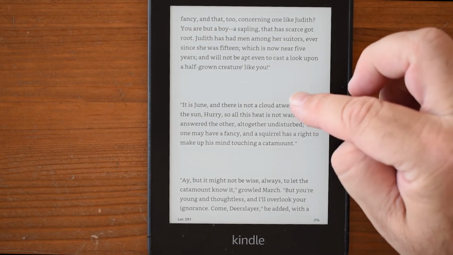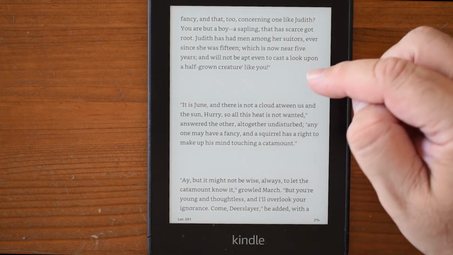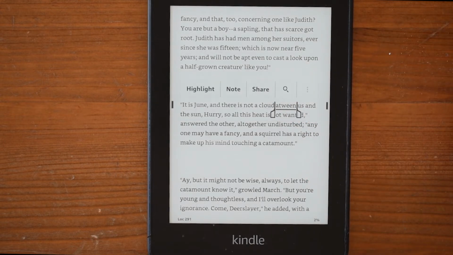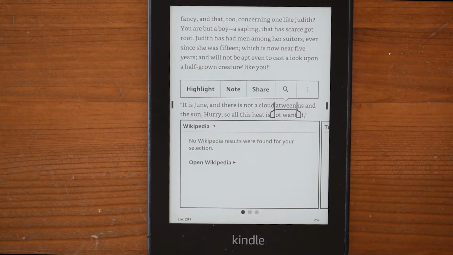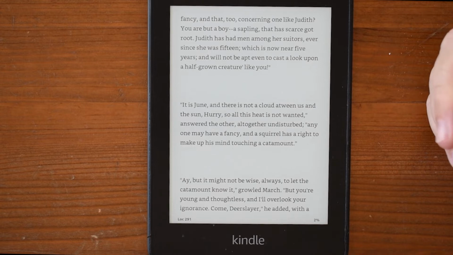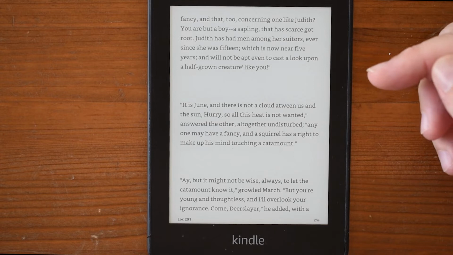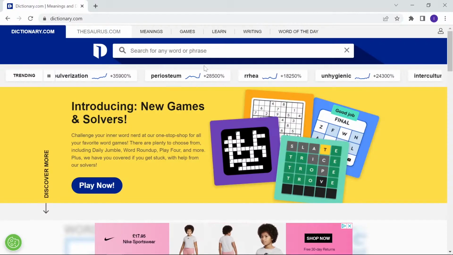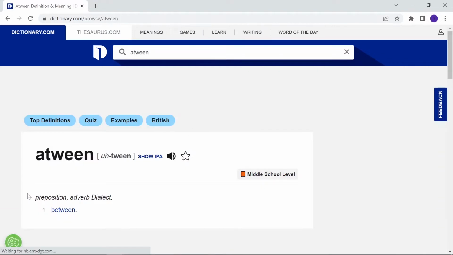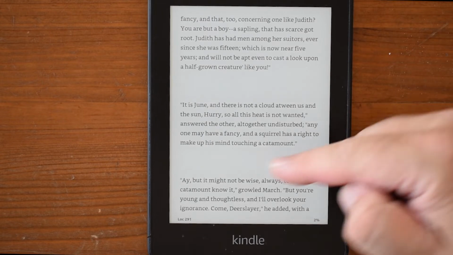So here in this sentence I have the word atween, which is not familiar, but based on the context I'm quite sure that it means between. But let's just check it. So I put my finger on it, hold it down a little bit, and then nothing comes up. So basically it's not in the dictionary. And that's when it tries to find it in Wikipedia, but it's not even in Wikipedia. And so I have to look up the word elsewhere. I'm using dictionary.com here, and I can see that the word simply means between in dialect. Anyway, so let's go further.